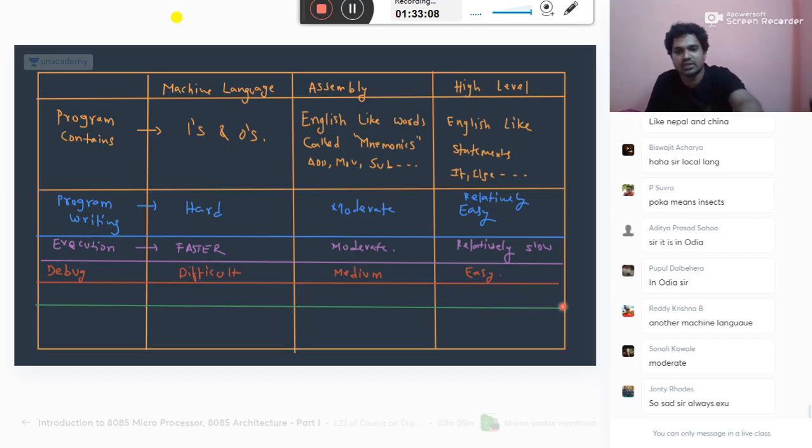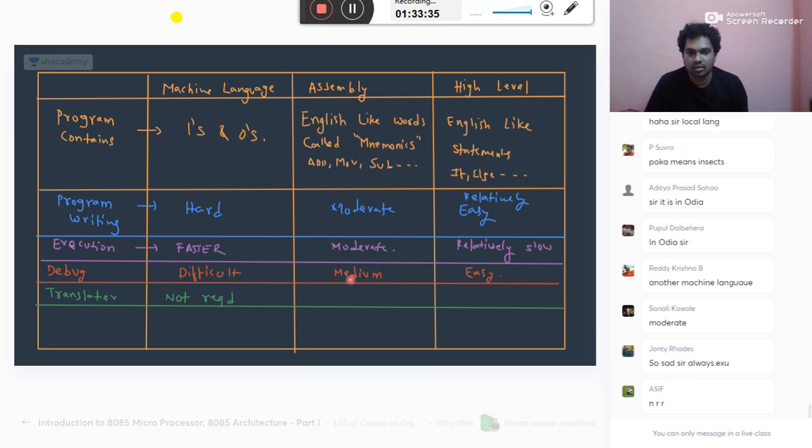So the next one is translation, or you can say translator. Translator is not required here. Here, assembler.